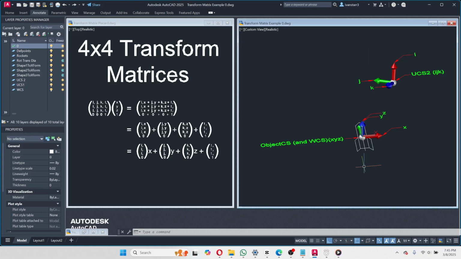Today, I'm going to explain to you all about 4x4 transform matrices. Transform matrices are used in the architectural windows program in order to transform the points of the 2D LW polyline rectangles that are used to place windows from their entity coordinate systems into the 3D coordinates of the world coordinate system so that a window can be drawn in that location and orientation.